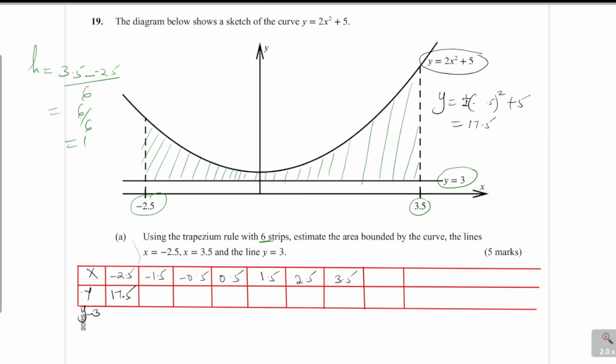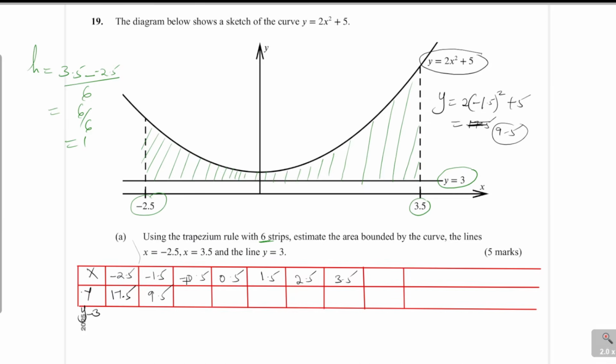So when x is -1.5, what will be the value of y? You notice that one will be 9.5. So that is what you're going to do for all the others. You simply substitute. I've already done that.